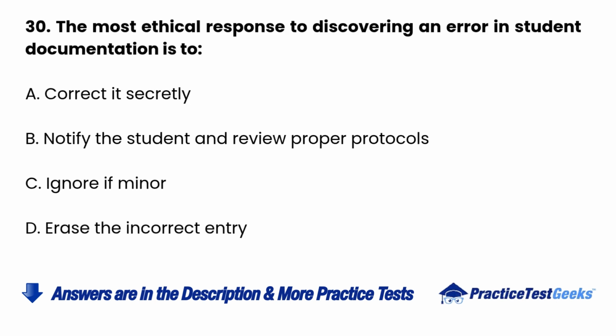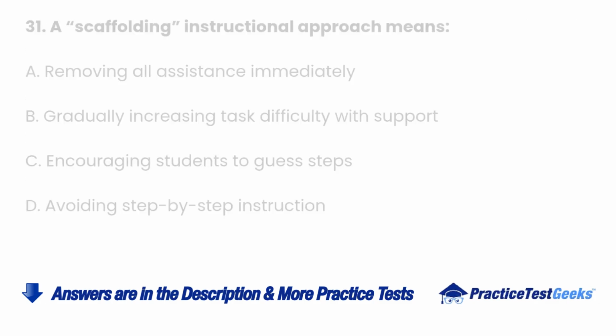30. The most ethical response to discovering an error in student documentation is to: A. Correct it secretly. B. Notify the student and review proper protocols. C. Ignore if minor. D. Erase the incorrect entry.